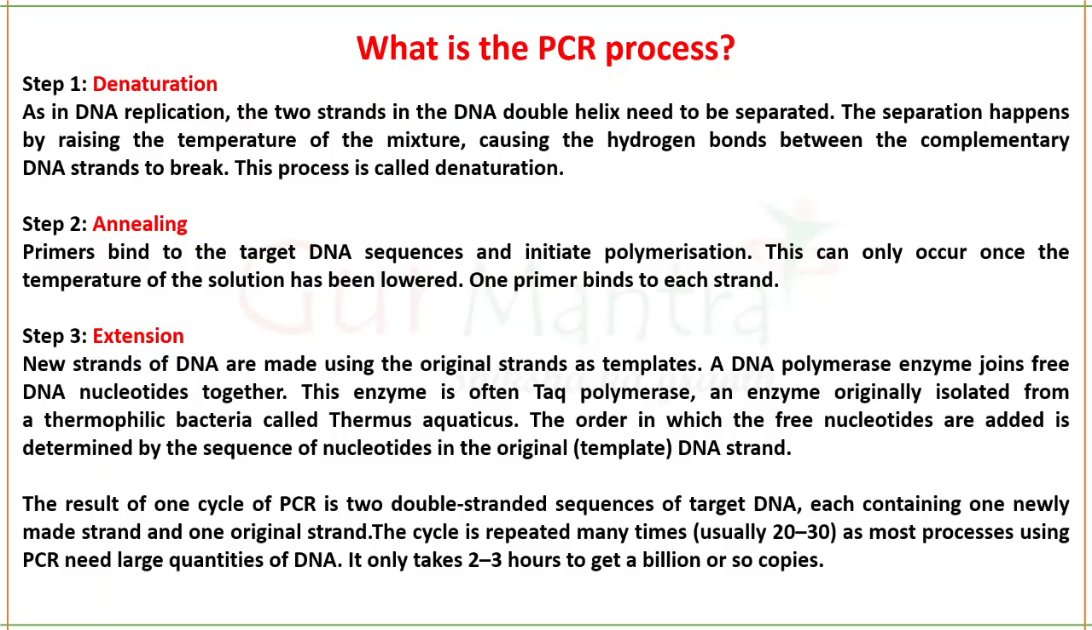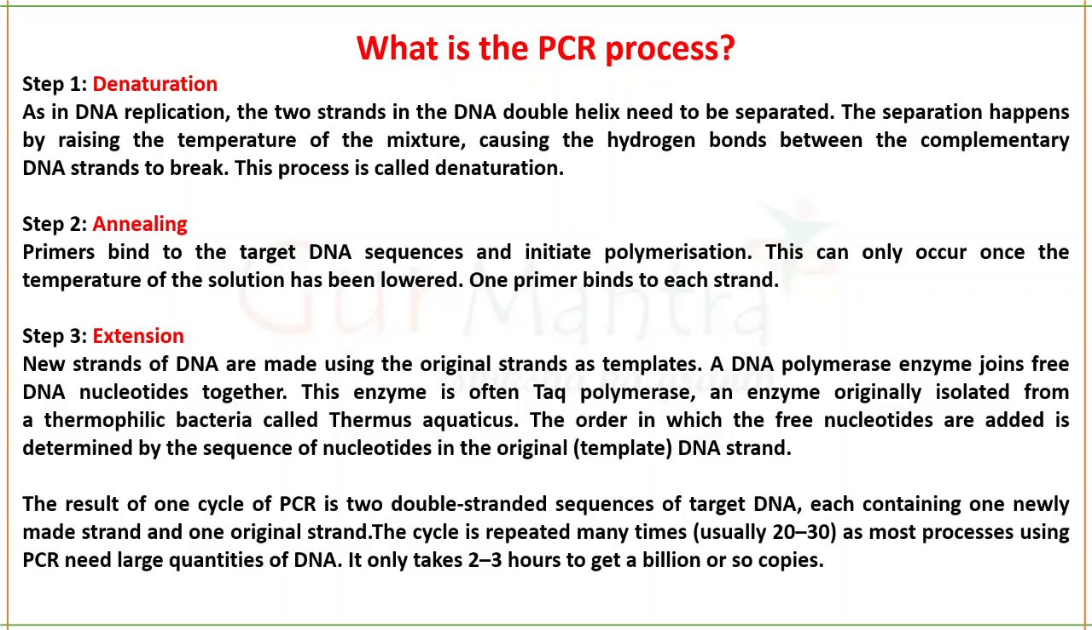So what is the PCR process? First step is denaturation. As in DNA replication, the two strands of the double helix are separated. Here also the two strands, that is double stranded DNA, will be separated into single stranded DNA. For this purpose temperature should be increased, causing the hydrogen bonds between the two strands of DNA to break, and this process is called denaturation.